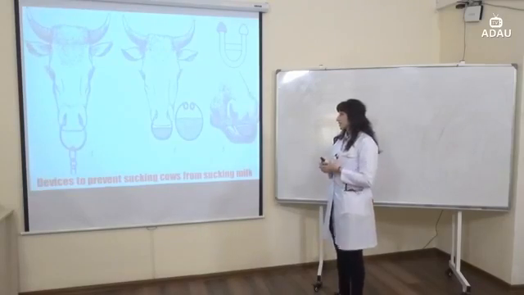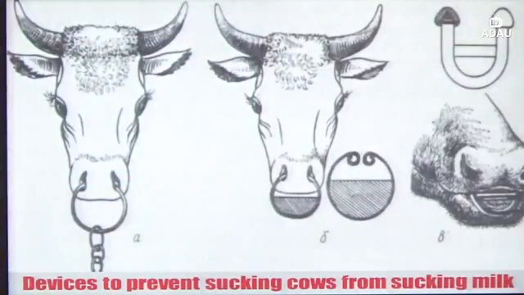Devices to prevent sucking cows from sucking milk. Here we can see what I talked about: we use a restricting ring with 3 chain links. Here we can see how we should close the restricting ring in the nasolabial mirror. These are the tools and devices we use to prevent cows from sucking milk.